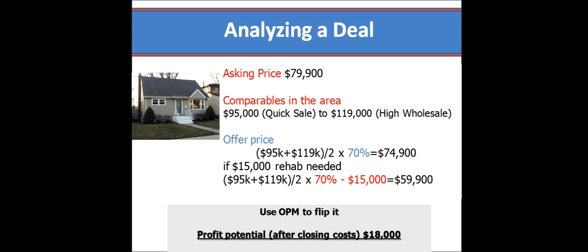Now, in this example, if you use other people's money, like transactional funding, then your profit potential here is about $18,000. What I'm basing this on is that if I sell the property close to quick sale value, which it should have no problem doing if you've done your study properly on the CMA, it's still going to give you $18,000, so that's a really good deal.